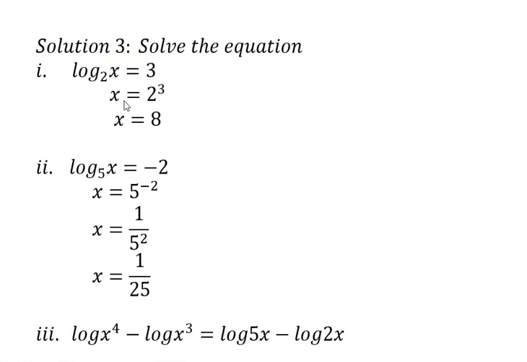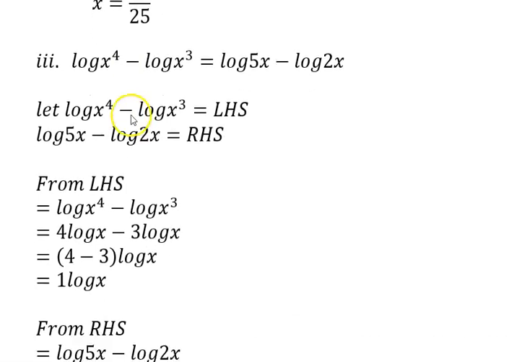Now the third one, the question says we should solve the equation. This equation, let's look at it. Log x raised to power 4 minus log x raised to power 3 equals log 5x minus log 2x. Beautiful. Now looking at this, what we need to do is to segment them. Those ones here, we call them our left hand side. And those ones here, we call them what? Our right hand side. So that we can simplify them and make our job easier.